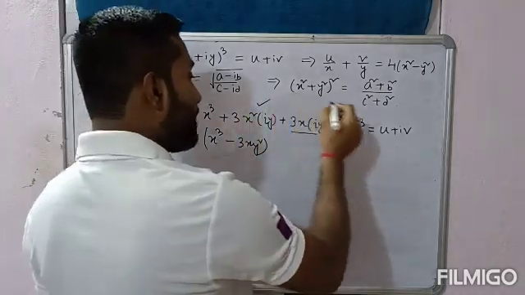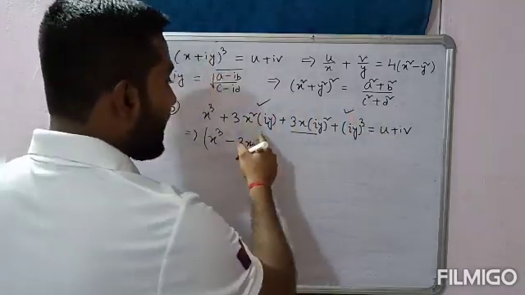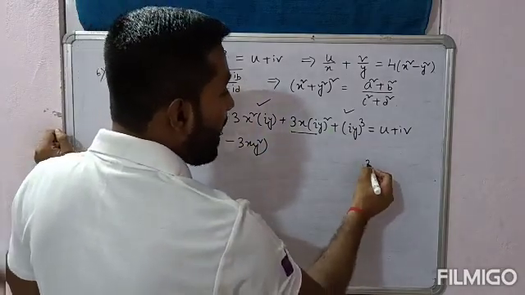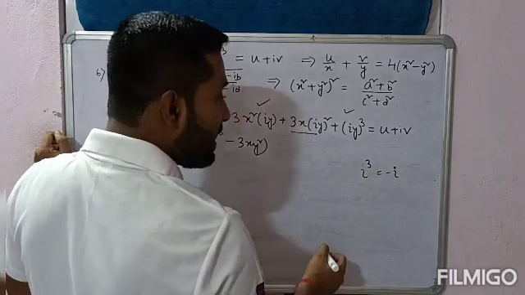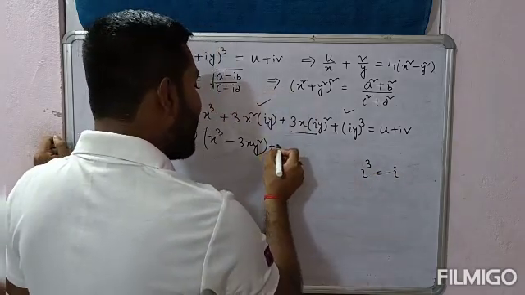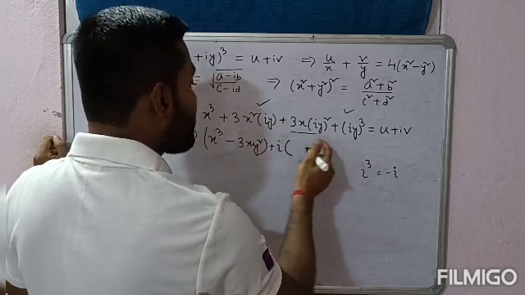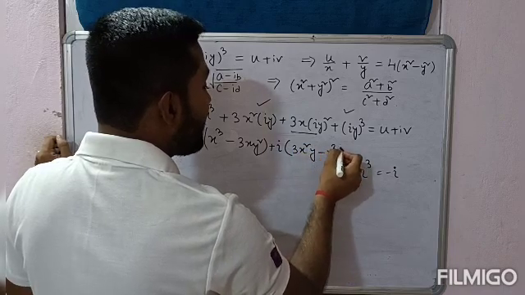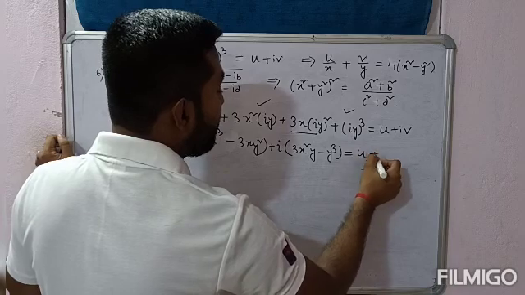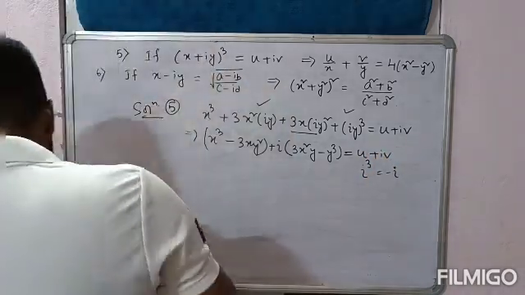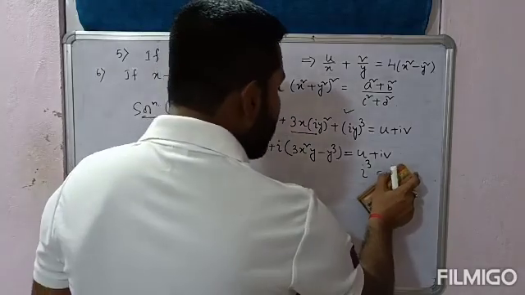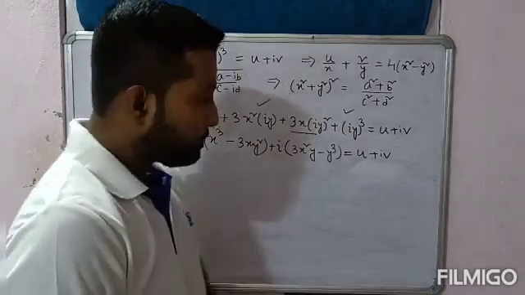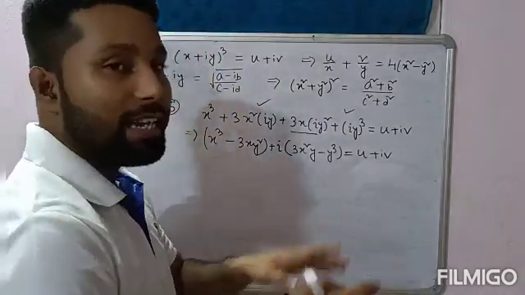Now from the second and the fourth term, take i common. What is the value of i³? The value of i³ is equal to −i. So we can take i common. If I take i common from the second and fourth term, it will be i(3x²y − y³) = u + iv. After the expansion, try to separate the real and imaginary terms, as I did here. Now we can easily equate the real and imaginary terms.